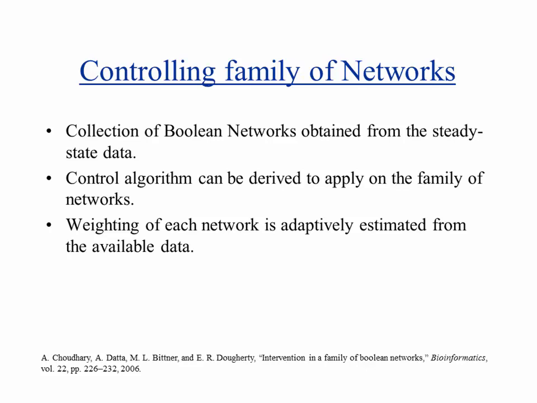All right, the next problem that we looked at is controlling a family of networks. And why would you want to do that? Well, if you remember, you are working only with steady state data. As I pointed out, developing a network model from steady state data is an ill-posed inverse problem, because there are lots of different networks that will fit the steady state. So really, you will come up with a family of networks. Instead of saying that one network is going to fit, you get a collection of Boolean networks obtained from the steady state data, and the control algorithm can be derived to apply to the family of networks as opposed to a single network. And the weighting of each network is adaptively estimated from the available data. As the system evolves, you adaptively estimate which network is dominant. This work also was published in 2006, so the details are there in this paper.